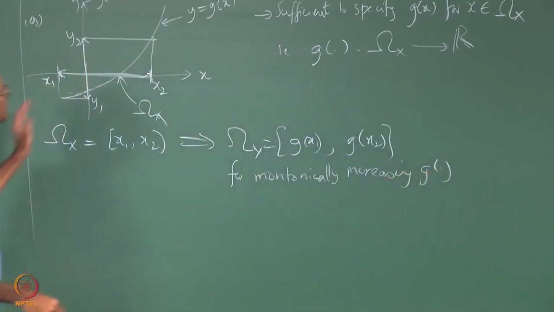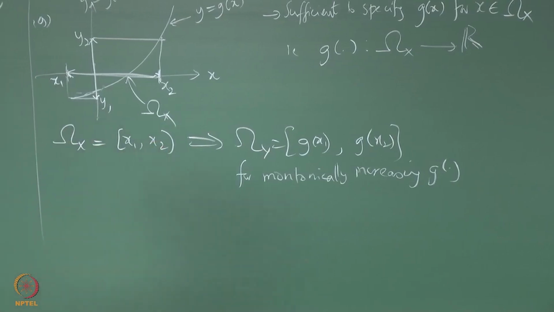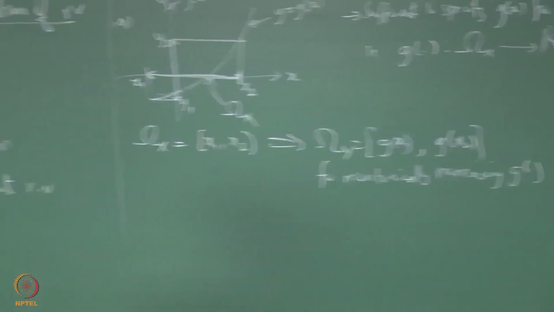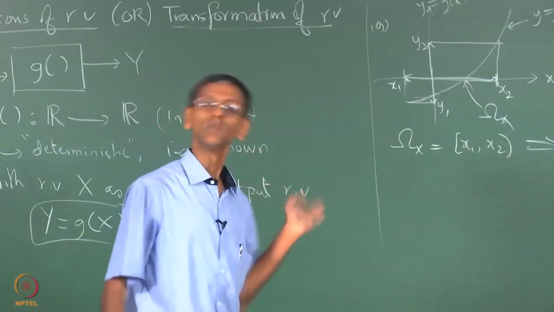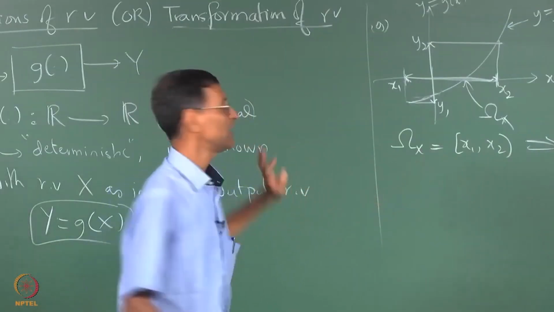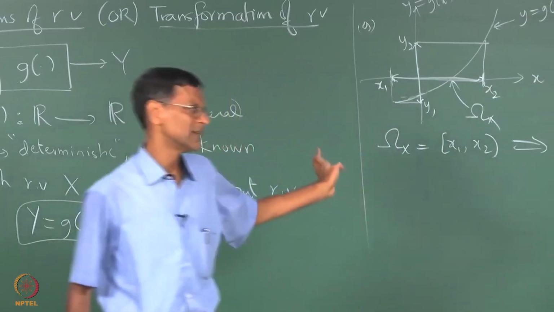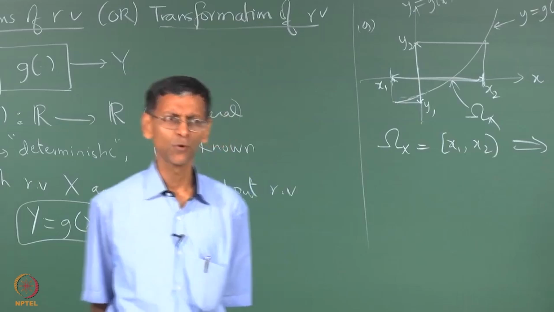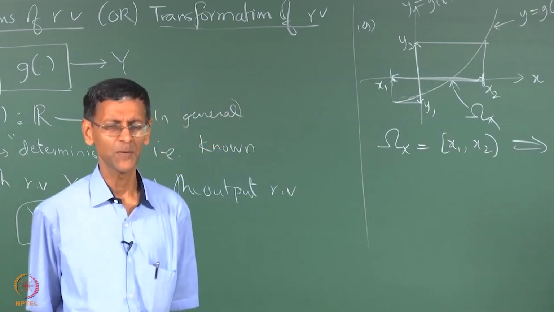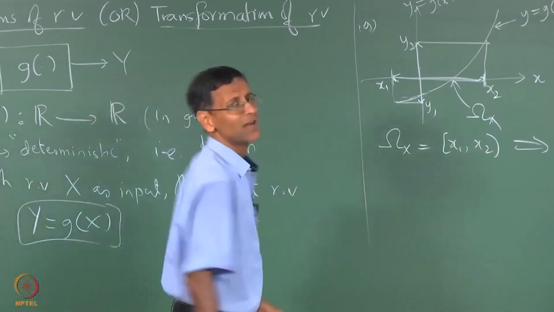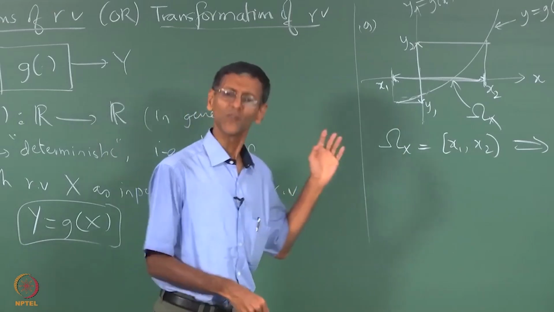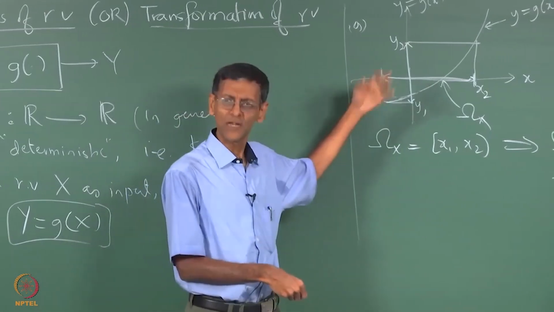This is a true statement in general, so I do not mind writing it down. If it were monotonically decreasing, you would put g of x2 before g of x1, it is okay, right. If it is going up and down, I am not going to draw all that because I do not have enough space on this board. If it went up and down, you would do the same overlay thing, right.